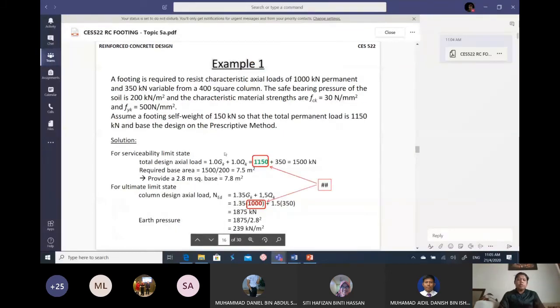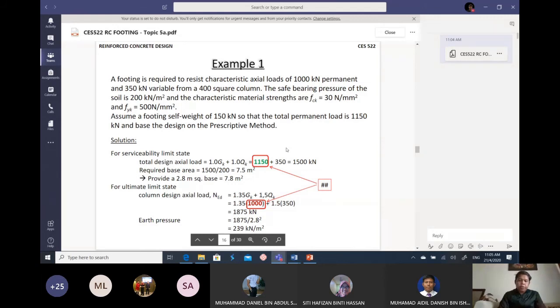So here is the things that I told you. We have to separate the GK and also QK here, because when we would like to determine the size of the footing here, we have to use 1 GK plus 1 QK. So jangan guna yang 1.35 GK plus 1.5 QK.